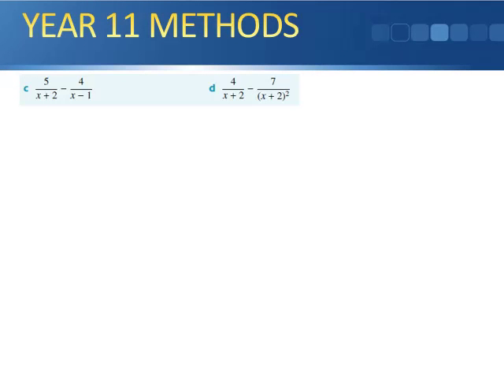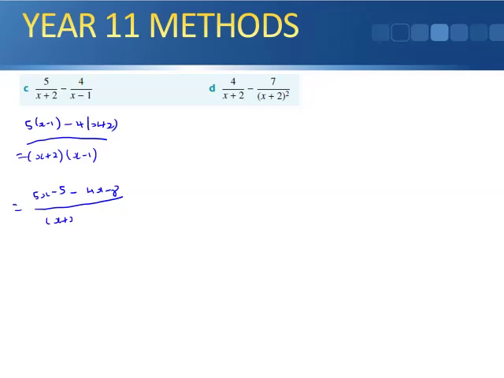C, again, same fraction, so the denominator is going to be x plus 2 and x minus 1, which means this one gets times by x minus 1 and the 4 gets times by the x plus 2. So I get 5x minus 5 minus 4x minus 8 all over x plus 2, x minus 1. Collect like terms, so I get x minus 13 over x plus 2, x minus 1.